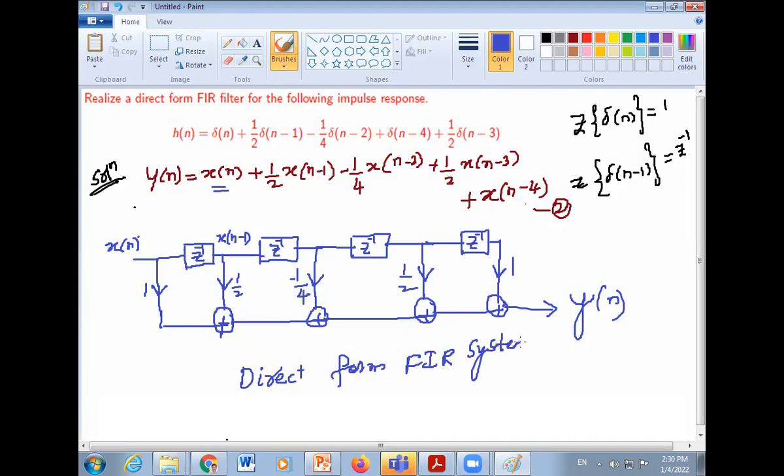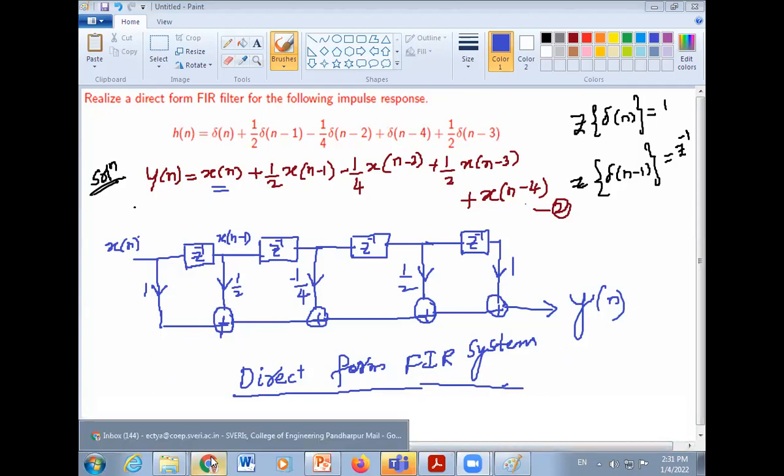Understood? Any doubt here or any question? Anybody has any question here? Right from the FIR system. Yes? Anybody has a question here? No, sir. Okay. So let us proceed further.